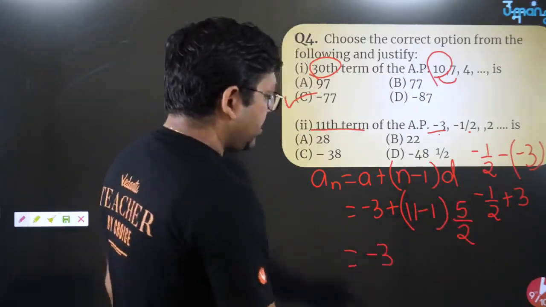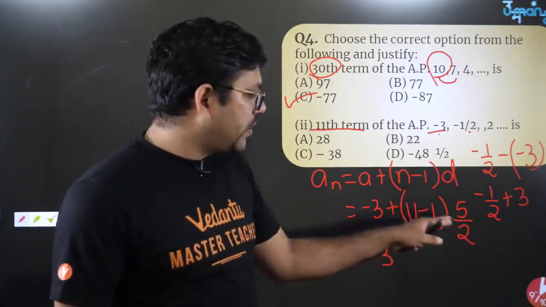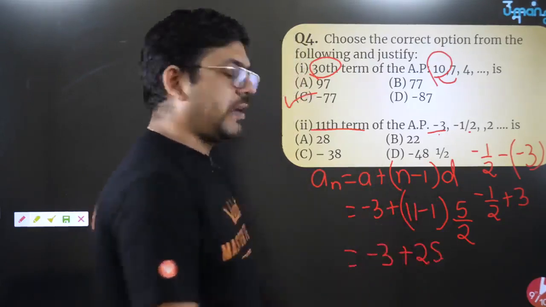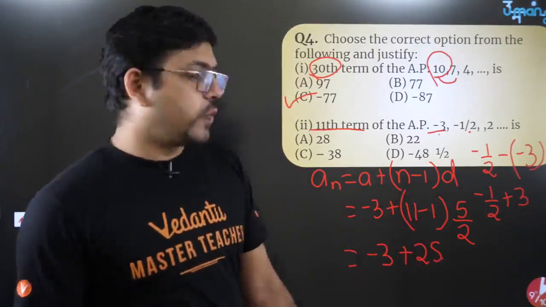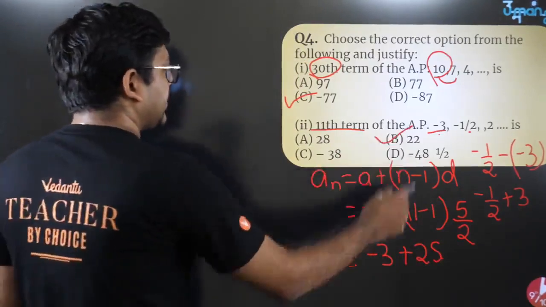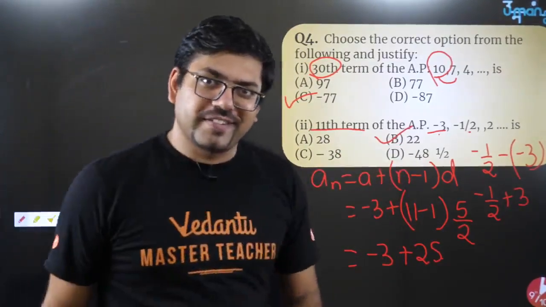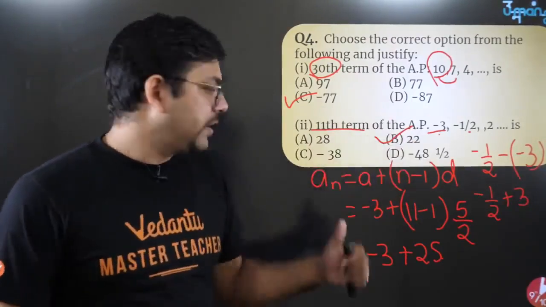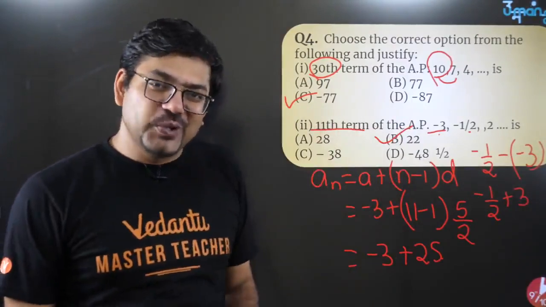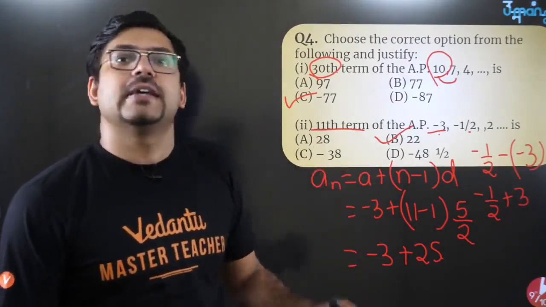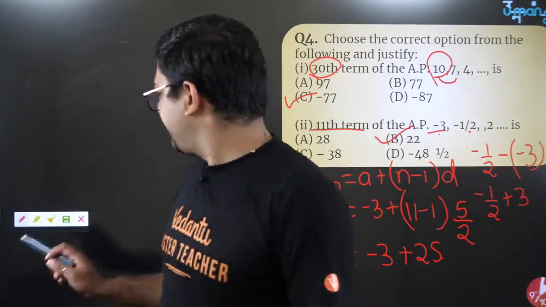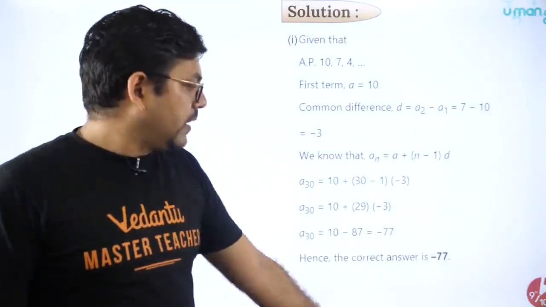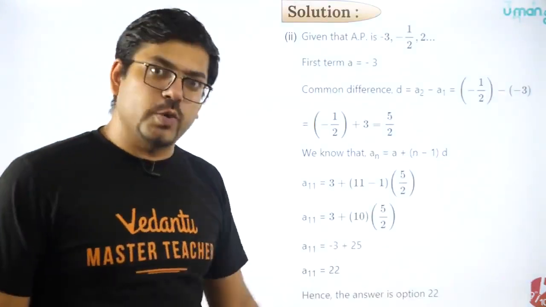So finally you got minus 3 plus 11 minus 1, which is 10, times 5 by 2. 2 will cancel 10 in 5 times. 5 5s are 25. So you got 25 minus 3, answer is 22. And hence option B, 22, is the right answer. Did you all get it? Yes or no? 11th term of this AP is 22. Cool. So this is how we'll apply these formulas in the questions. Okay, let's move on. So minus 77 for the first one, and for the second one 22.